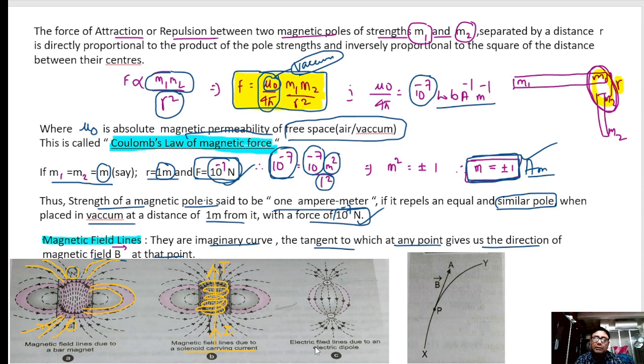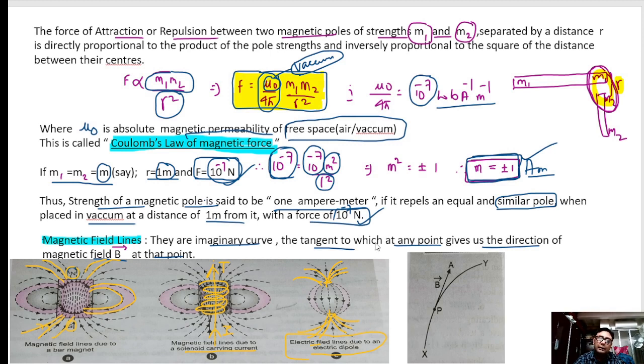Similarly, electric field lines due to an electric dipole. So here is a dipole, plus and minus. Okay, so from the plus, electric field lines are coming out, and into the minus, electric field lines are entering. So this is the electric field which is created.